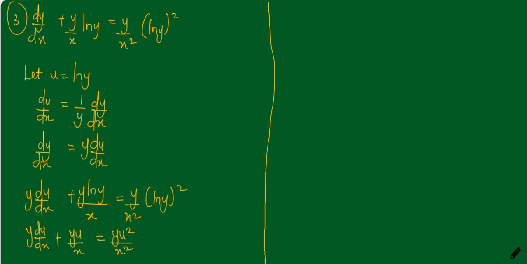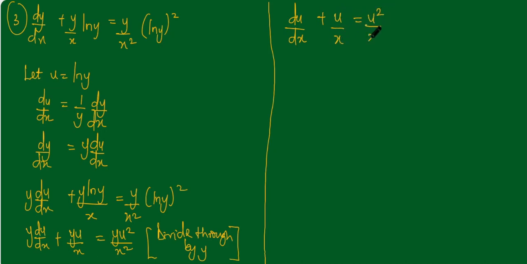So since y is common to everything, we can divide all through by y. So we have du/dx plus u divided by x is equal to u squared divided by x squared. And now this looks like the Bernoulli equation.